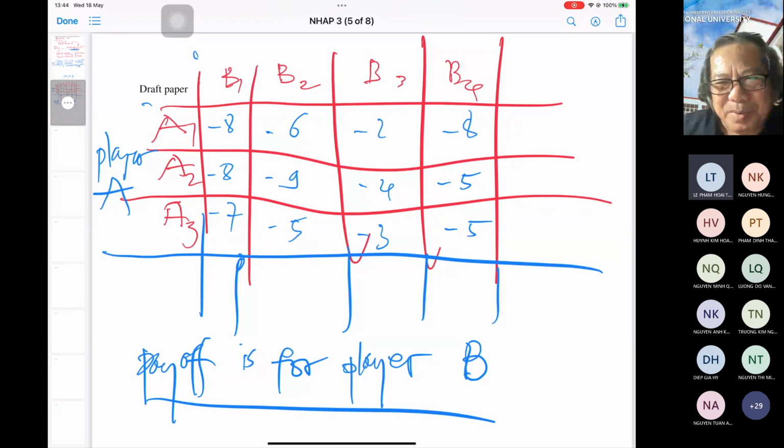-8 or -2? Nguyễn Anh Thư, what is the worst of A1? Anh Thư, you are there? Yes, I'm here. What is the worst for player A when he uses A1?